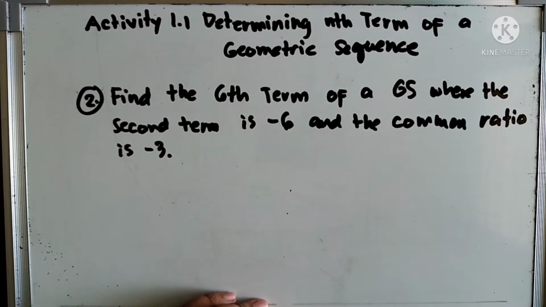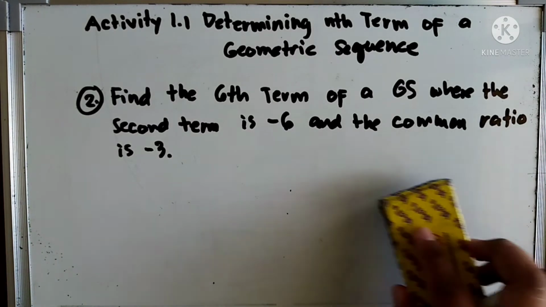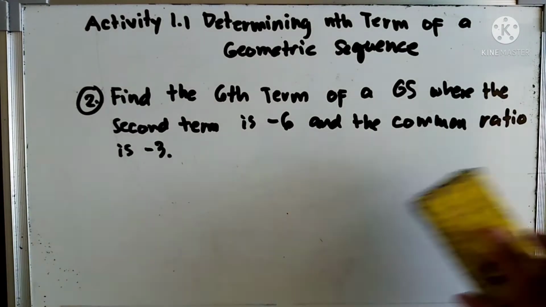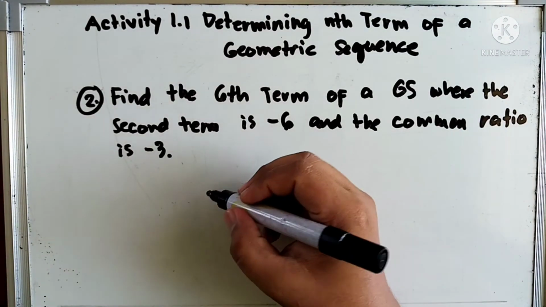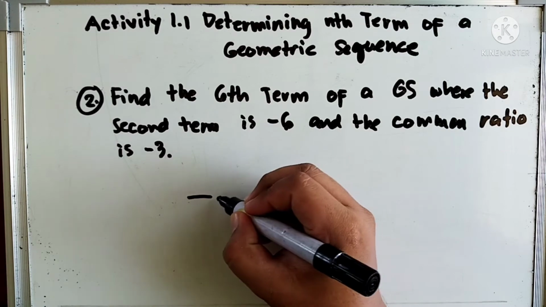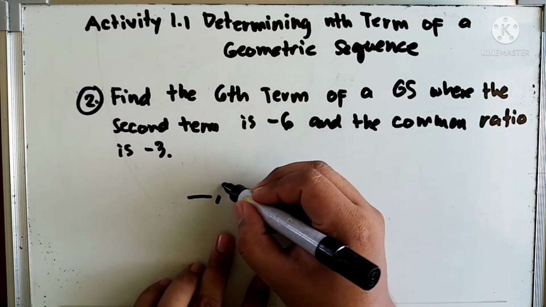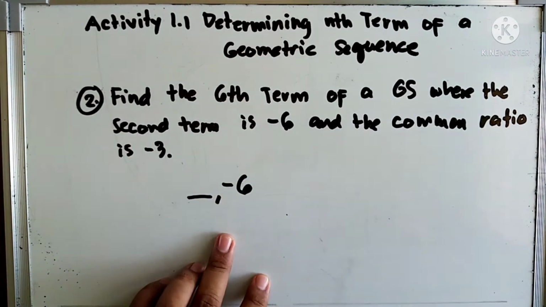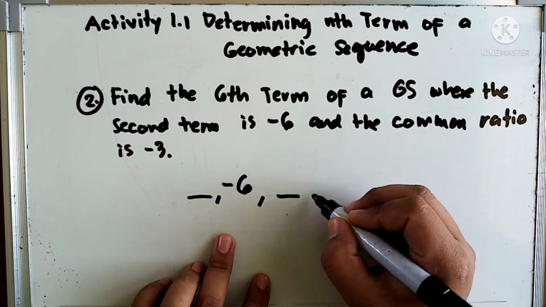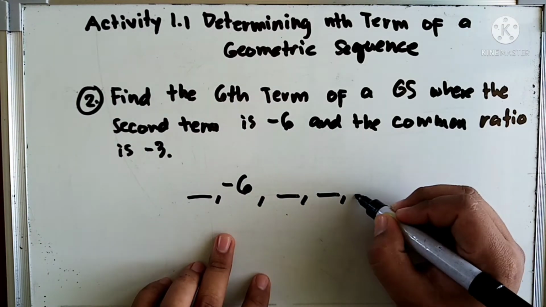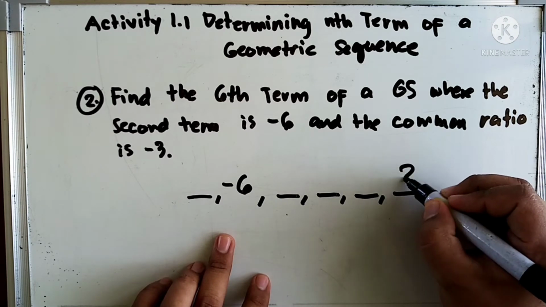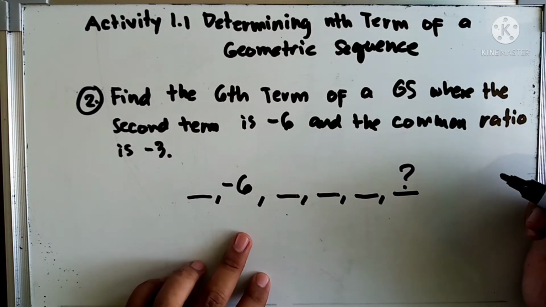So, let's proceed with this number 2. So, find the sixth term of a geometric sequence where the second term is negative 6 and the common ratio is negative 3. So, medyo tricky siya, pero pwede natin tong i-solve. So, that means meron tayo munang first term. Bago nagkaroon tayo ng second term na negative 6. Tapos, meron tayong third, fourth, fifth, and the sixth term. Ito yung tinatanong niya yung pang sixth term.